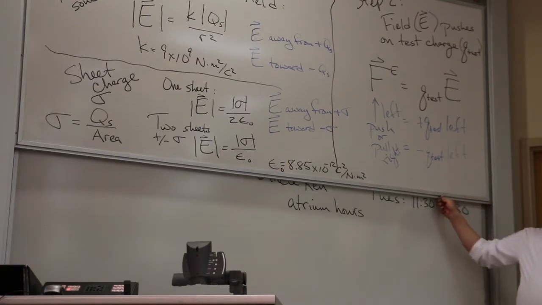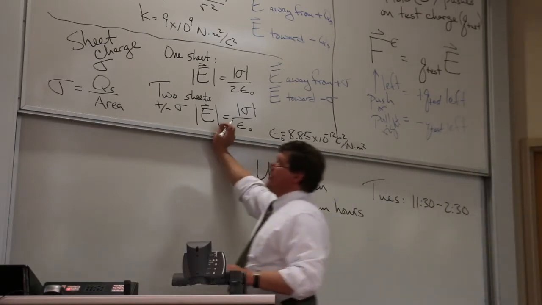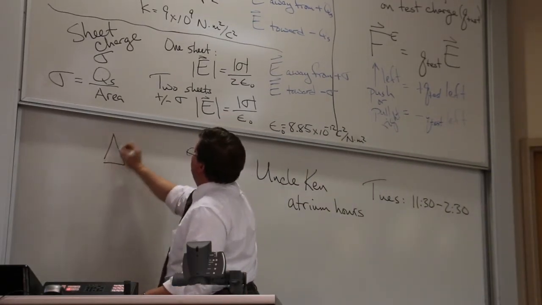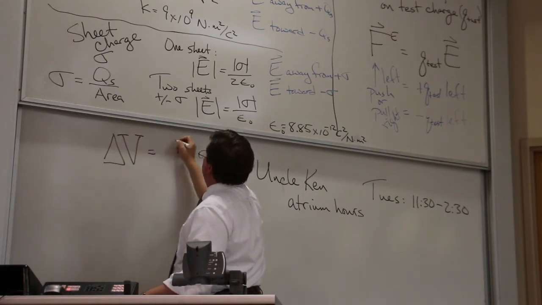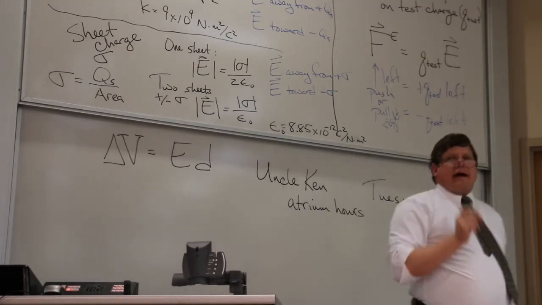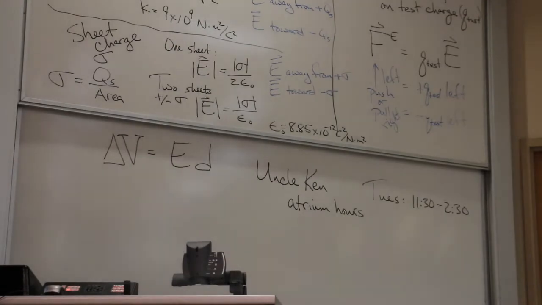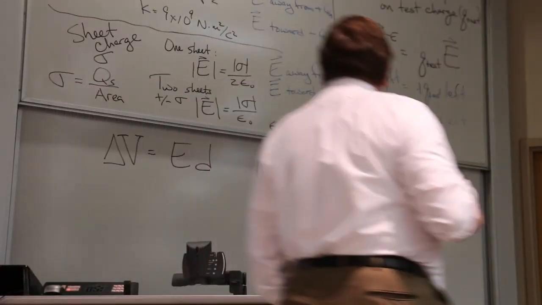Now, there's one other way that we can find an electric field, and that's with this equation that we call the Ed equation. Now, that equation is the most dangerous equation that you have in your toolbox. That equation will give you the opportunity to lose more points tomorrow night than any other equation. If you misuse that equation, you get garbage.